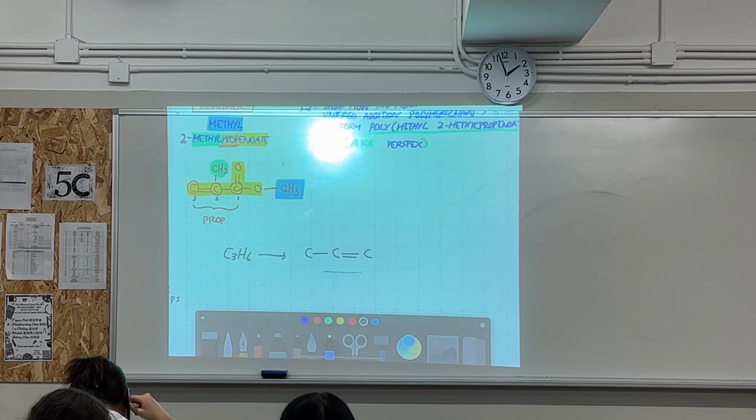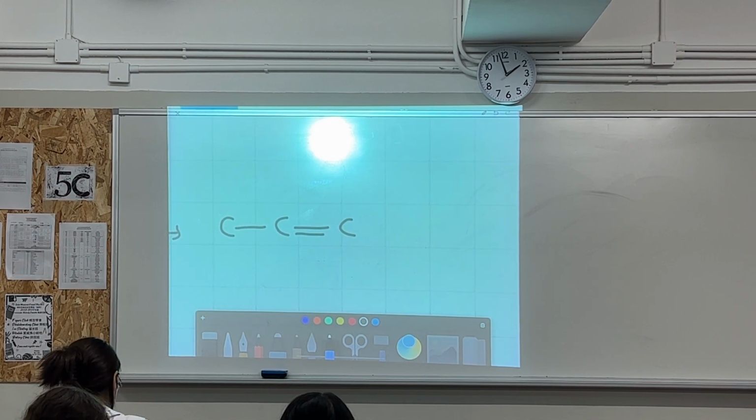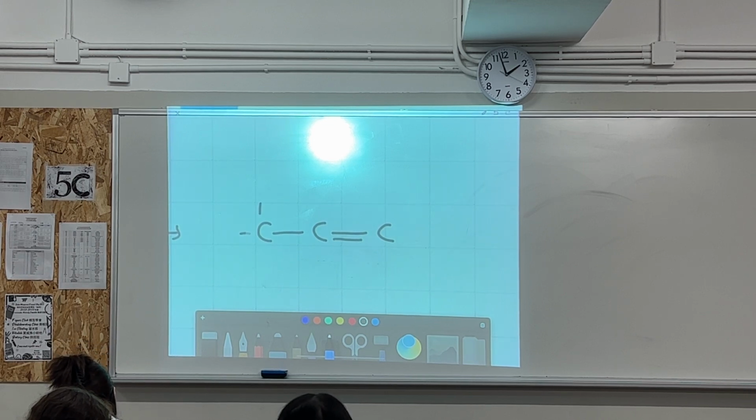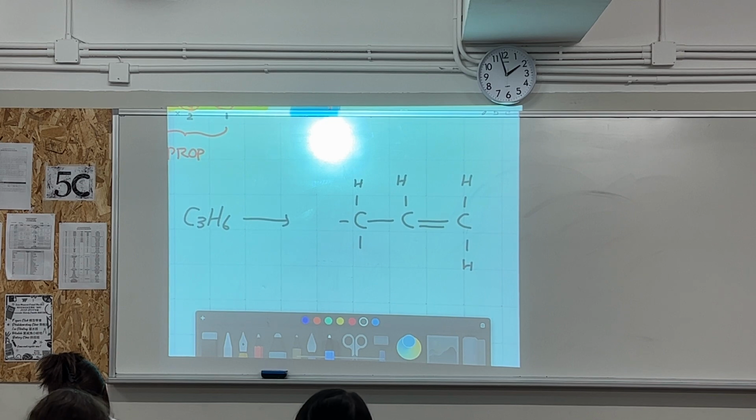Once you have drawn the structure, you have to decide how many H's go to each carbon. Starting from the leftmost carbon, how many H's? 3. Which rule are you using to come to this answer? Carbon must form 4 bonds. So the first carbon has 3 H's. What about the second? 1 H. What about the third one? 2 H. So now when you see C3H6, you know where the 6 H's go. These are where the 6 H's go.